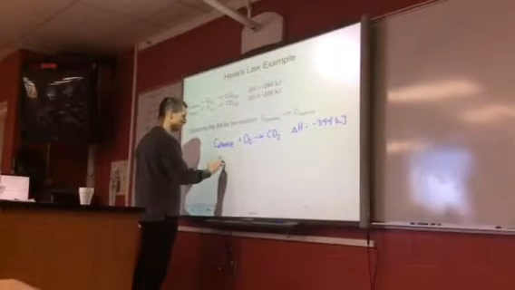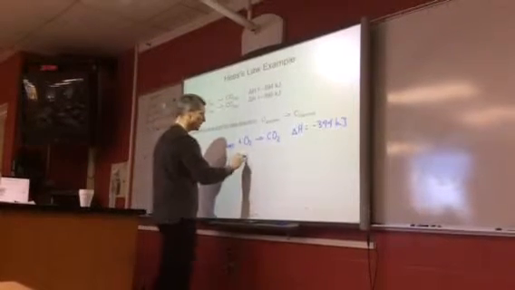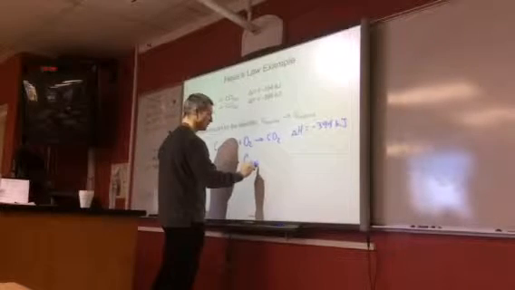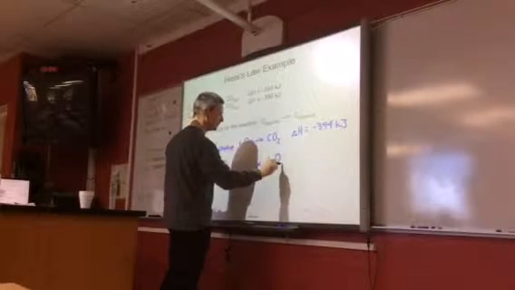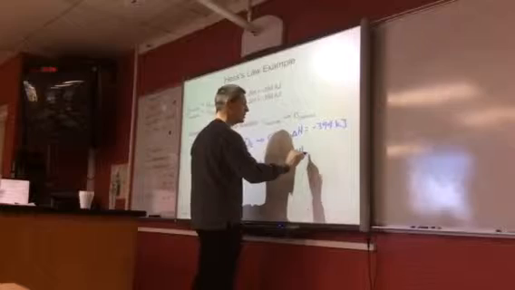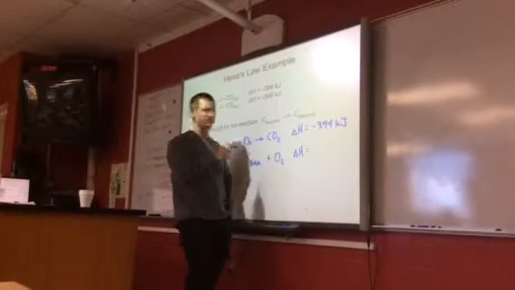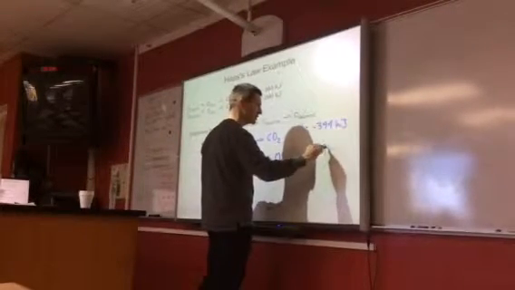So it's going to look like this. CO2 yields carbon as a diamond plus O2. And then since I turned it around, I'm going to take that delta H and change the sign on it. That would be positive 396.